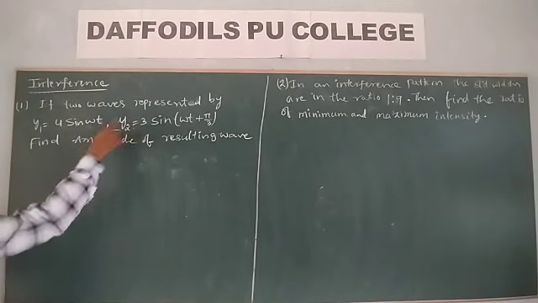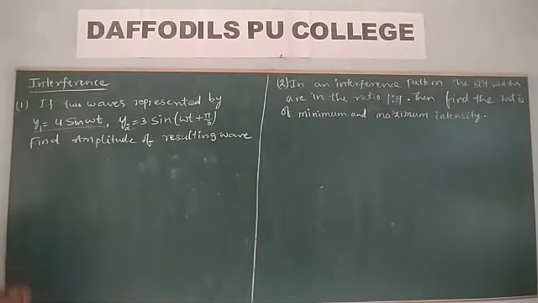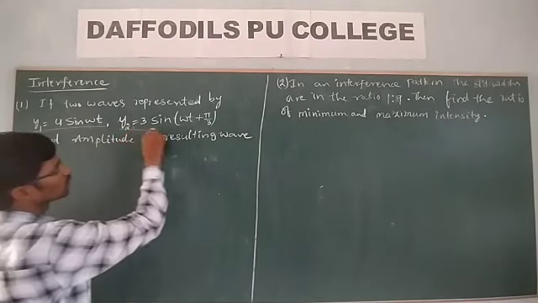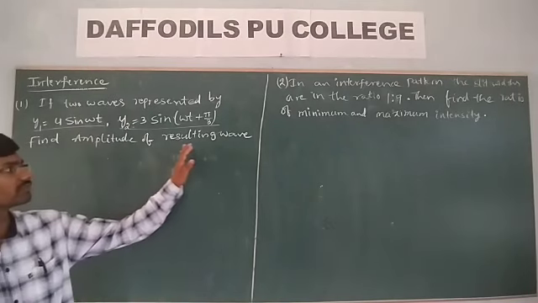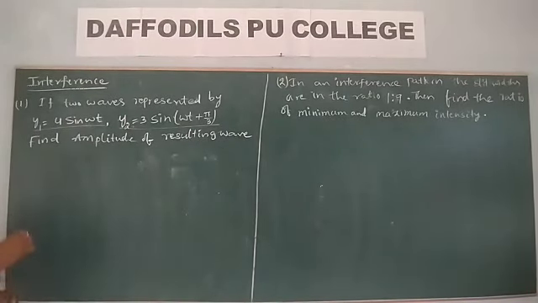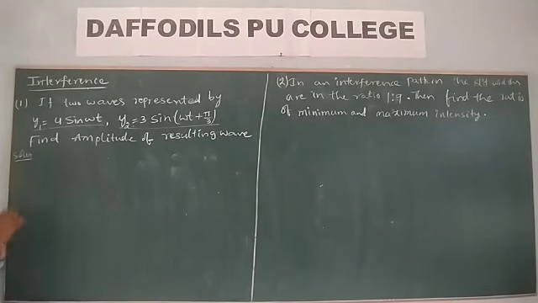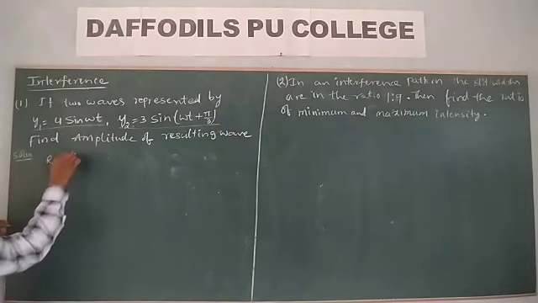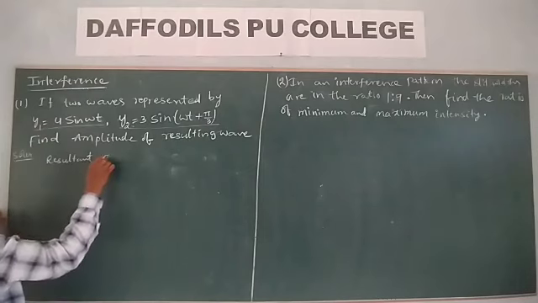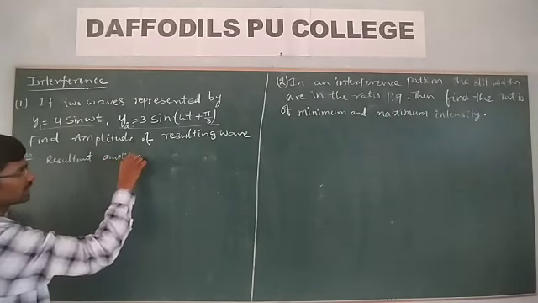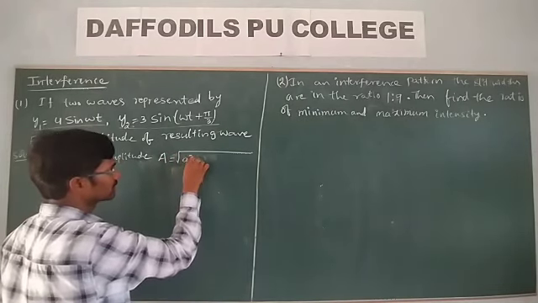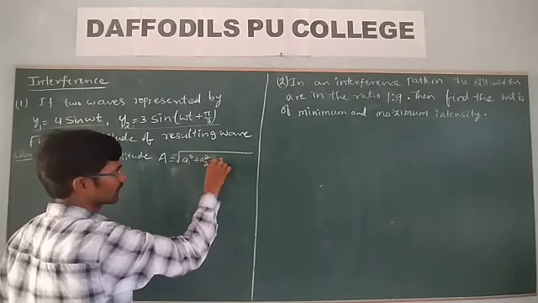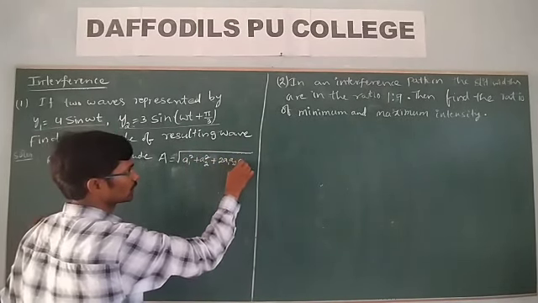Here, two waves are represented by y1 equals 4 sin omega t and y2 equals 3 sin (omega t plus pi by 3). Find the amplitude of the resulting wave. Tell me, what is the resultant amplitude formula? The amplitude of waves in interference is A equals root over A1 square plus A2 square plus 2 A1 A2 cos phi.